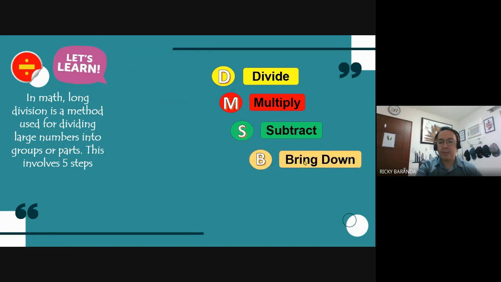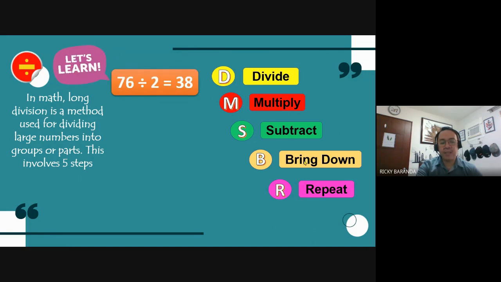B, bring down. And R, repeat. Okay, so these are the 5 steps in long division method. Example, 76 divided by 2 equals 38. 76 divided by 2. Okay, so first, let's divide.